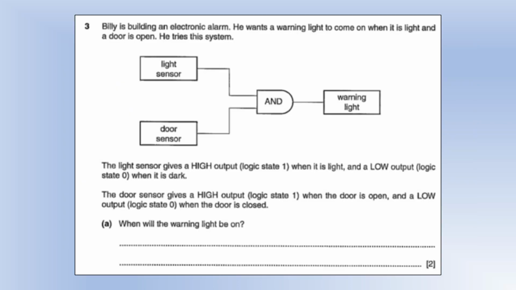Billy is building an electronic alarm. He wants a warning light to come on when it's light and a door is open. He tries this system. The light sensor gives a high output when it's light and a low output when it's dark. The door sensor gives a high output when the door is open and a low output when the door is closed. When will the warning light be on? So it's an AND gate, so they both need to be 1, so it's when it's light and the door is open.